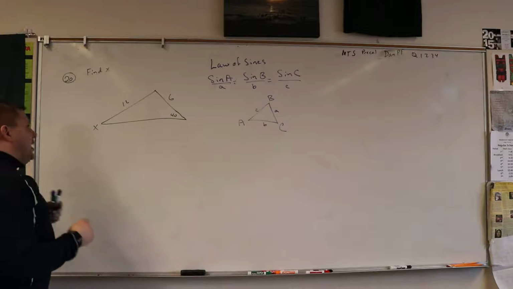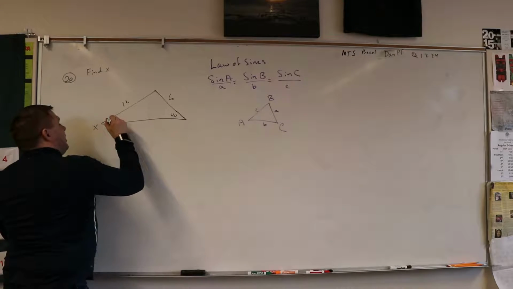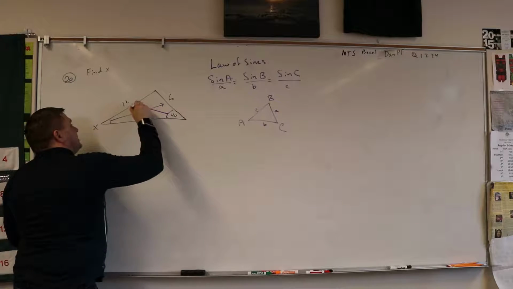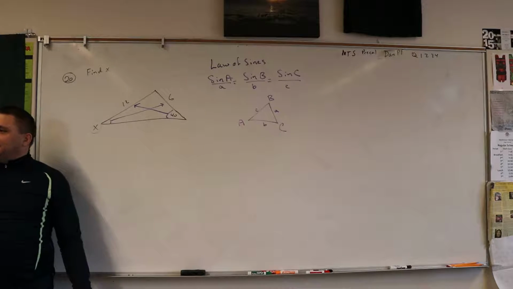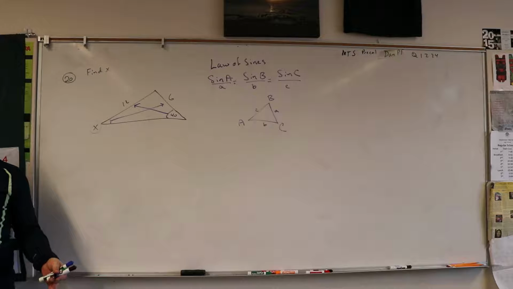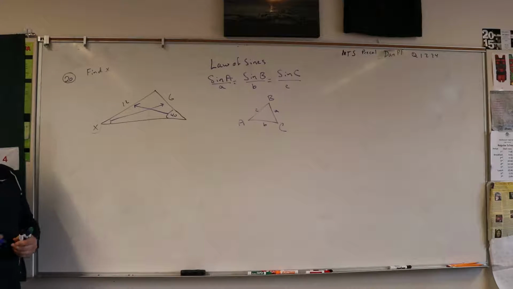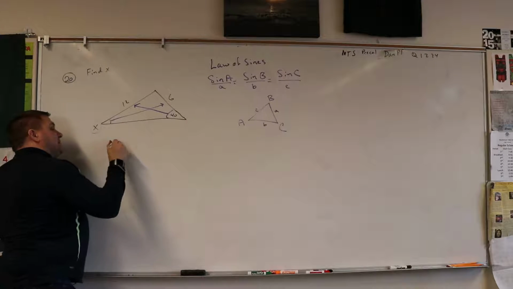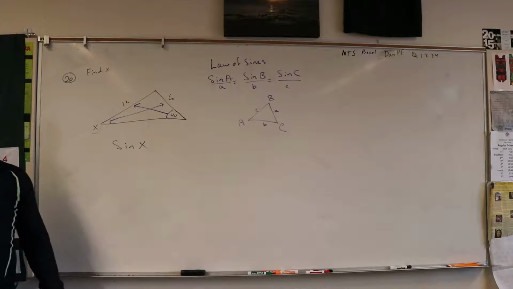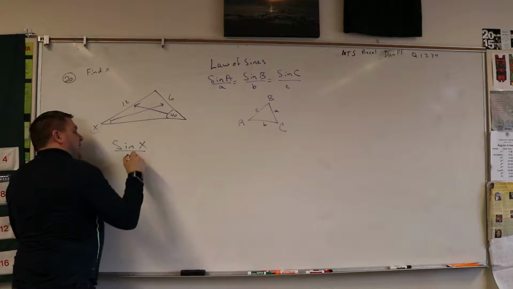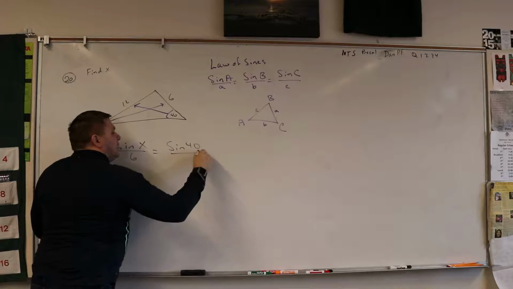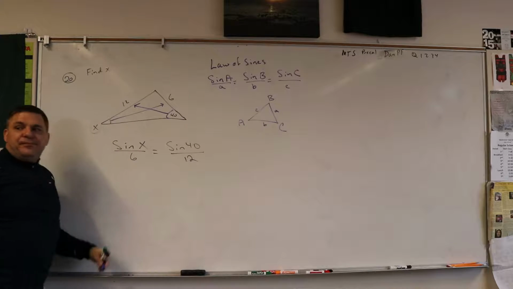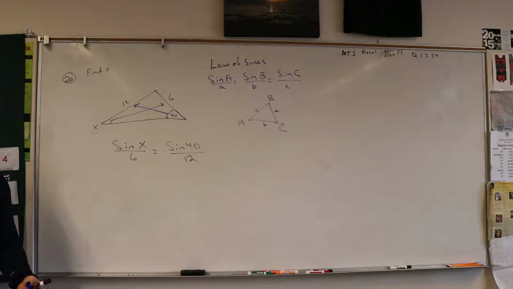Okay? And so as long as you have an angle and the side, an angle and the side, and only one of those pieces is missing, hence X, you can use the law of sines. So in this case, the sine of X over 6 is equal to the sine of 40 over 12. Okay? Pretty simple, right? Now, how do I solve?